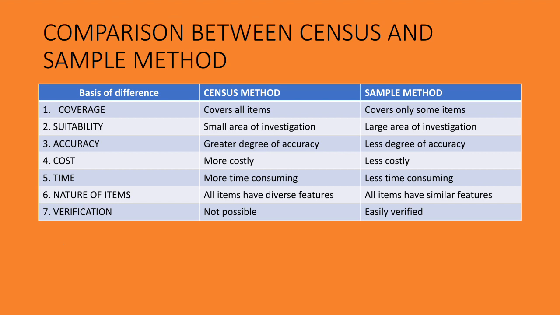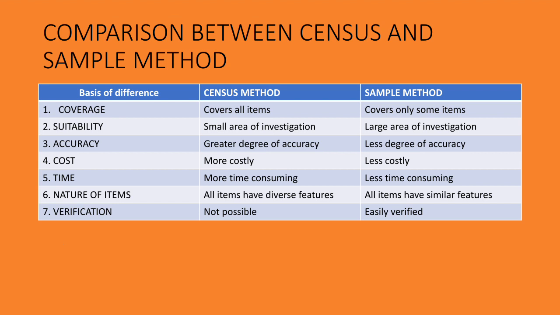There is a comparison given between census and sample method. So let's talk about the first basis of comparison, that is coverage. Census method covers all the items of the population, whereas sample method covers only some items of the population. Census method is suitable when area of investigation is small, whereas sample method is suitable when area of investigation is large.